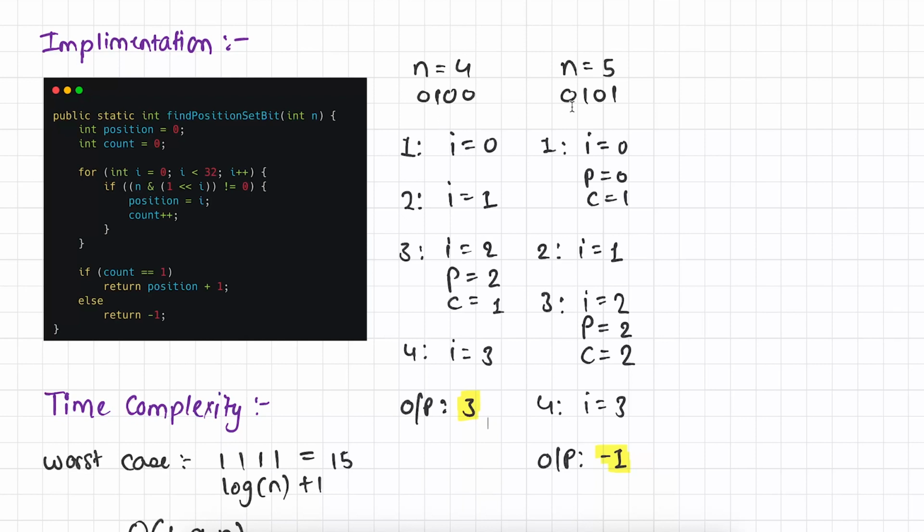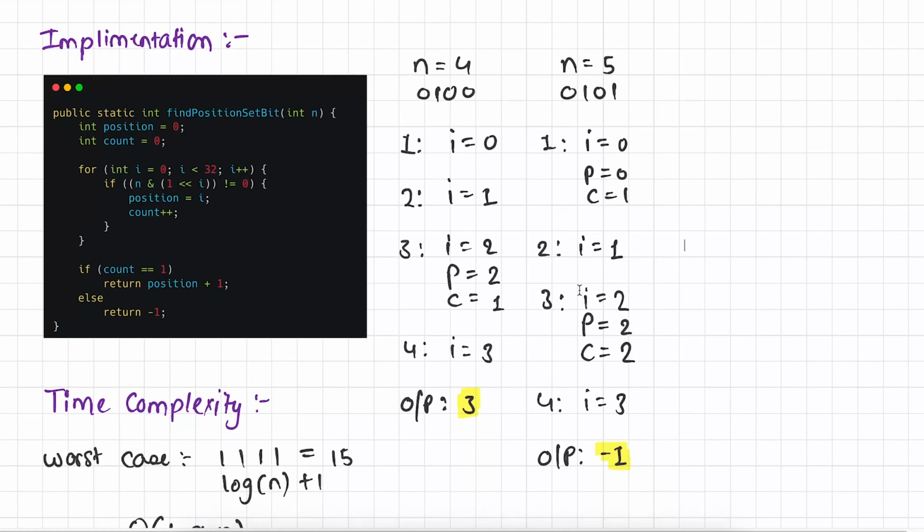Let's see another example. In case of n equal to 5, the binary representation of number 5 is 0, 1, 0, 1. When we run this program, our loop begins. In the first iteration, I is equal to 0. We found that the bit is set, so we simply set the position as 0 and count to 1. In the next iteration, I becomes 1, and we check that there is no set bit at position 1.